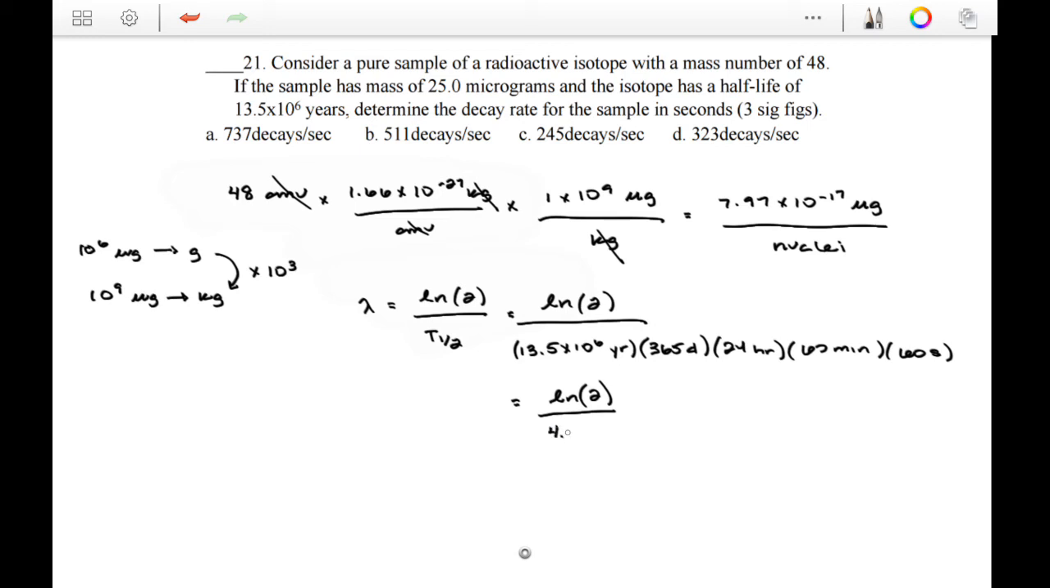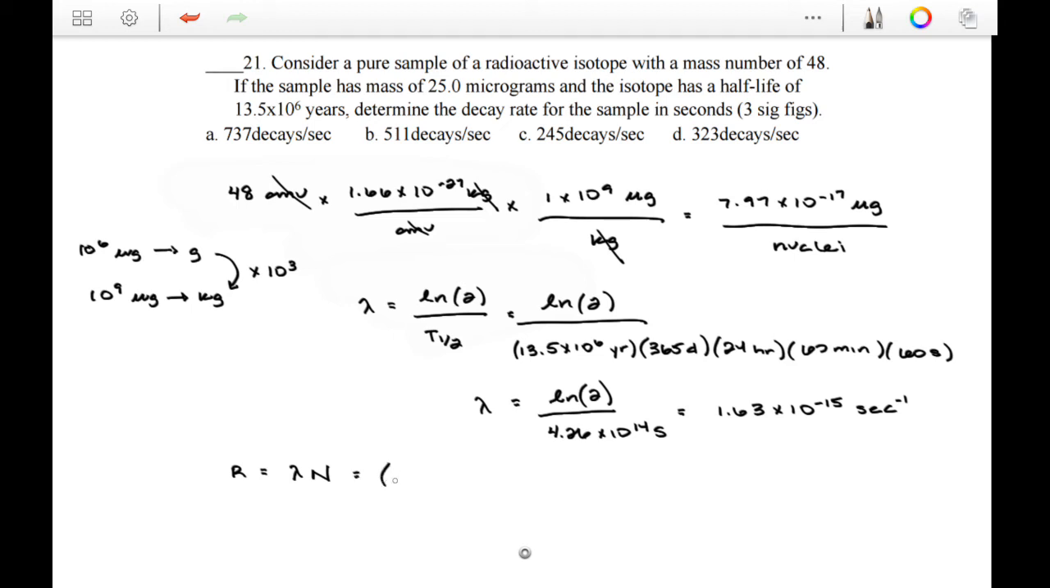And then what we'll be left with is natural log of 2 over 4.26 times 10 to the 14th power seconds. This will give us a value for our decay constant that is equal to 1.63 times 10 to the negative 15 seconds, the inverse of seconds. Once we have both of these values, the micrograms per nuclei and the decay constant, we can find our rate, which is decays per second, by using R is equal to decay constant times N, and N is the number of nuclei.